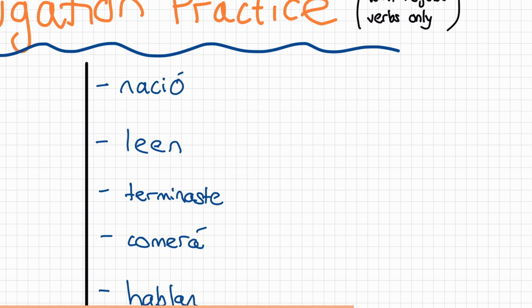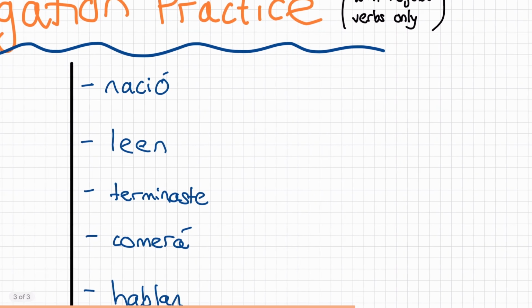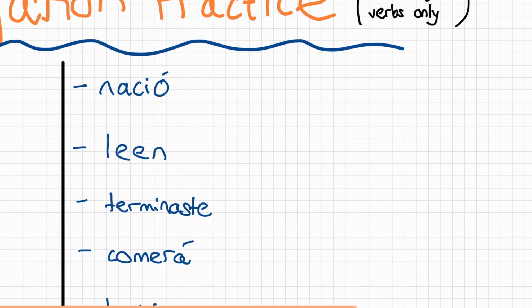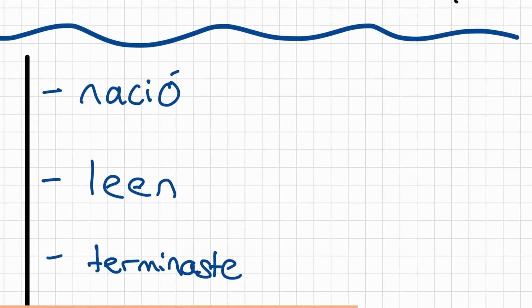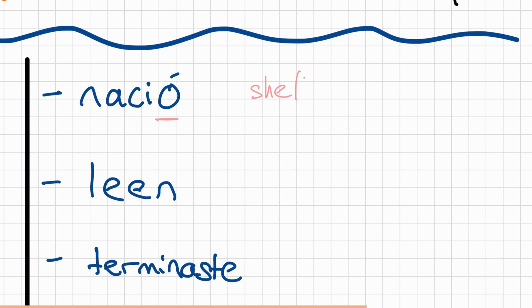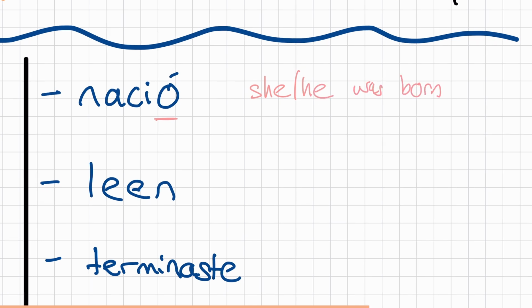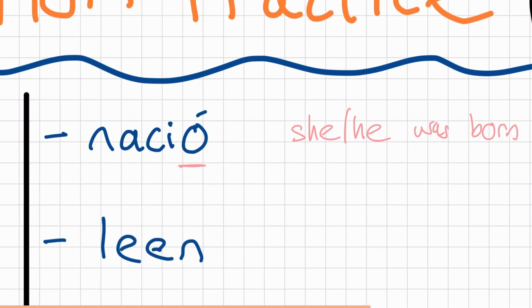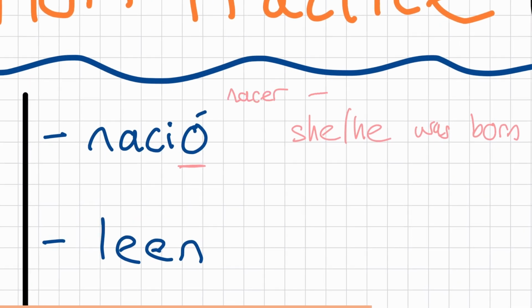So can you identify the tense first of all? So nació, what tense is this? The preterite tense. Yeah, the ending O with the accent is always the preterite. If there was no accent on the O, then it'd be like habló, the present tense. However, this is the preterite. Let's say she for now, but he or she was born. Yeah, nació. Nacer is the infinitive. It's to be born.